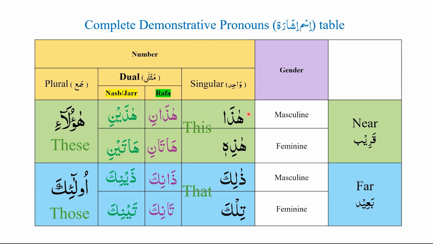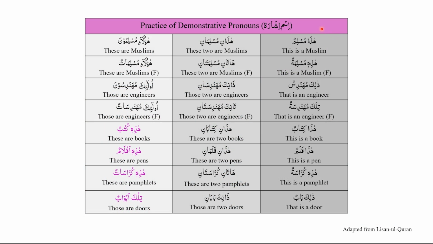Haza, hazani, hazaini, haulai. Hazihi, hatani, hataini, haulai. Zalika, zanika, zainika, ulaika. Tilka, tanika, tainika, ulaika. Haza, hazihi, haulai, zalika, tilka, ulaika. Let us do some practice of demonstrative pronouns.